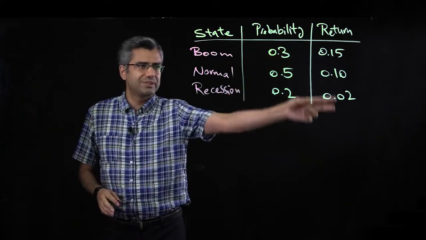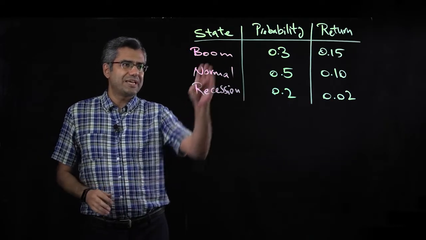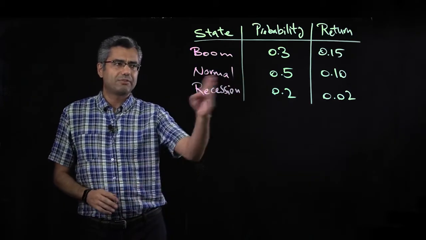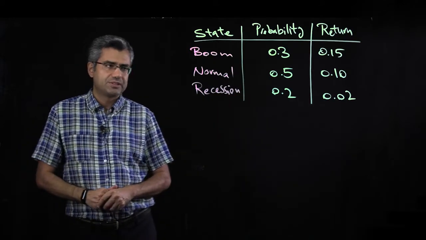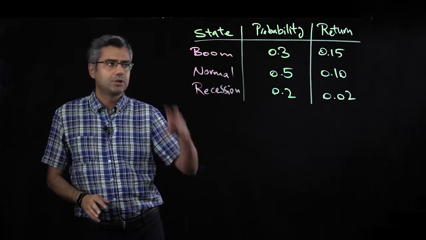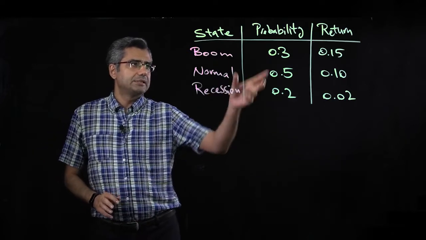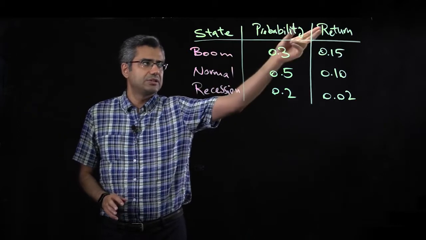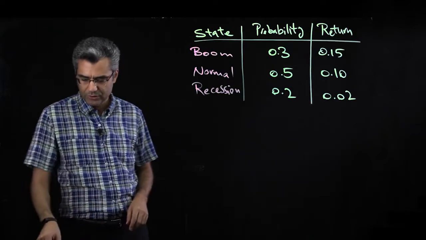So these are the predictions for different states of the economy, and the chance to have a very good economy next year is 30%, to have a normal economy is 50%, and 20% is the chance to have a recession, to have a very bad economy. So we already have this information. This is a prediction about the future. These are the states and the chance to have these states, and these are the returns of the stock if any of these three happens in the future.